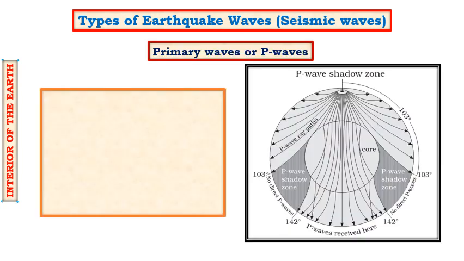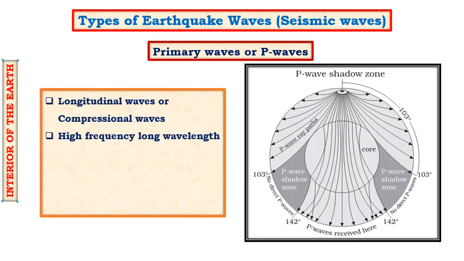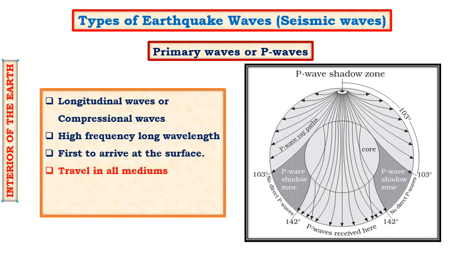Okay, guys, primary waves, they are also referred to as longitudinal and compressional waves, and they're high frequency, long wavelength, and they travel in all mediums, solid, liquid, gases, and they are fastest and the first to come. Okay, they are fastest, they are first to come, and they can travel through solids, liquids, all mediums, or gases for that matter.